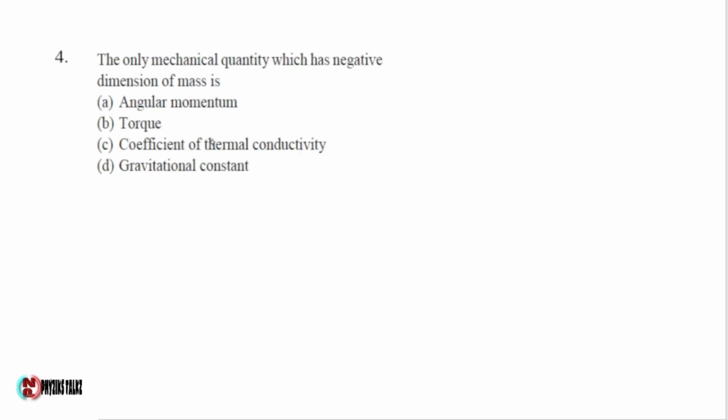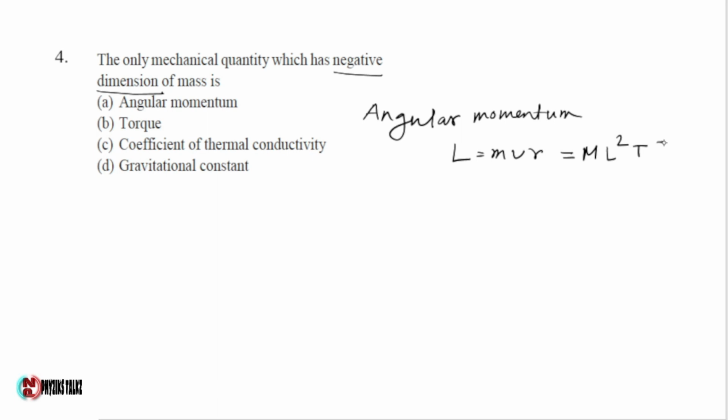Next question. The only mechanical quantity which have negative dimension of mass. Now angular momentum L equals mvr, which gives the dimension as ML^2 T^-1. Torque is equal to force into distance, which gives the dimension as ML^2 T^-2.